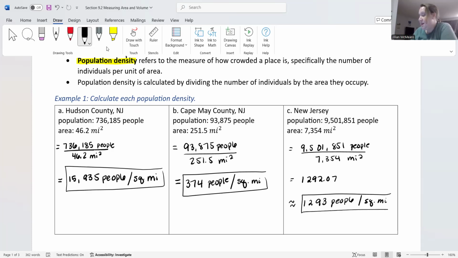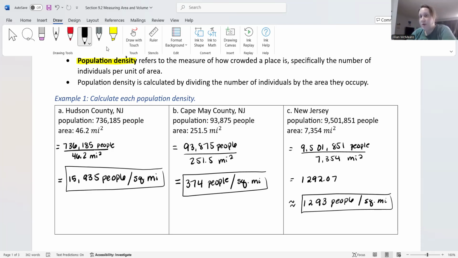So you can see that in the least densely populated county, they have less than 400 people per square mile. For the most densely populated county, they have almost 16,000 people per square mile. But for the state as a whole, if we were to take all of the people in New Jersey and evenly distribute them throughout the land area, we would have not quite 1,300 people per square mile.